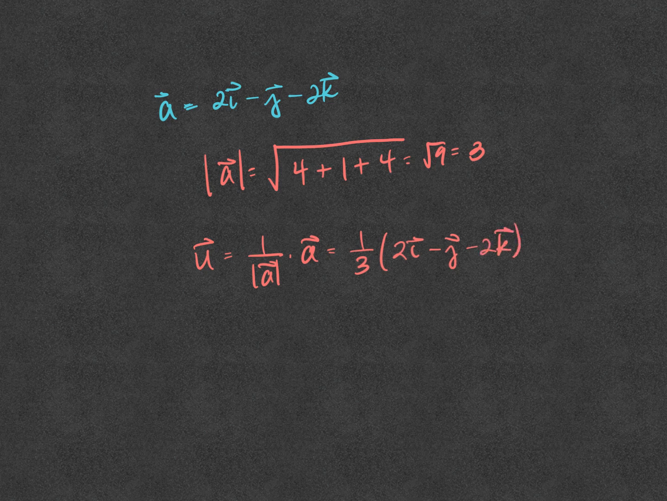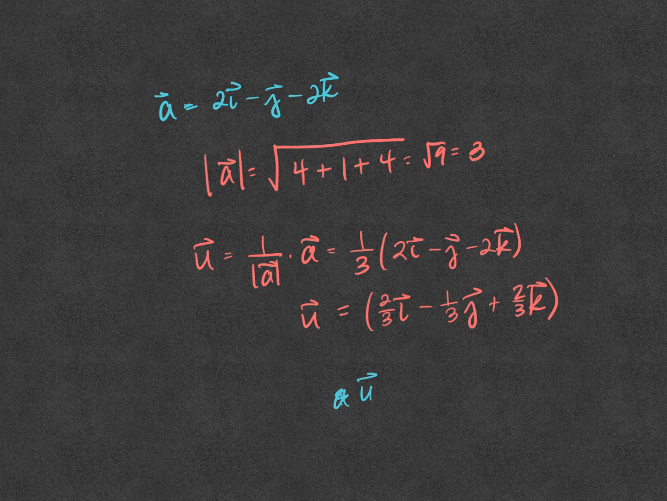So we could leave it like that because it works, but our unit vector then is 2/3 i minus 1/3 j plus 2/3 k. Now you could verify that that has a length of 1. Let's just throw it over here on the side. It's not important. We don't really need it.